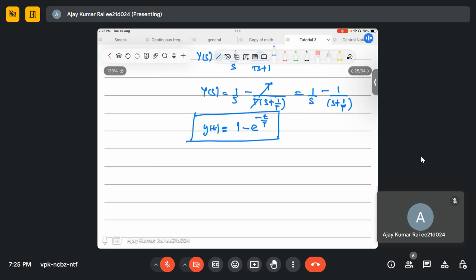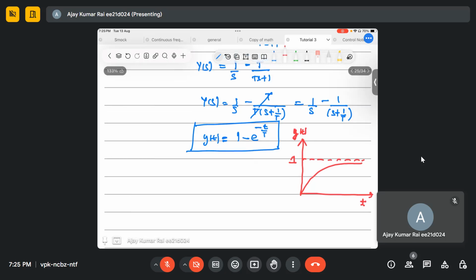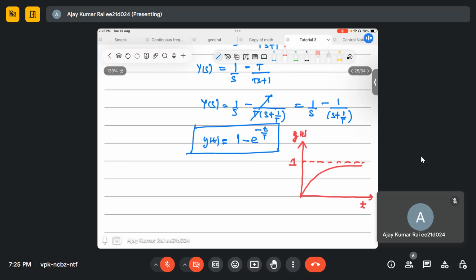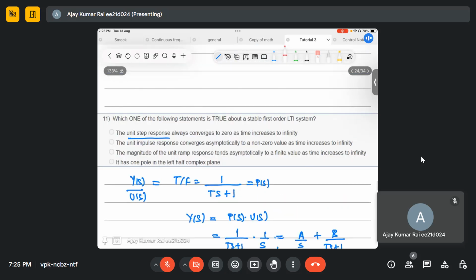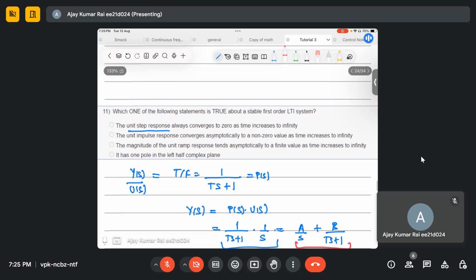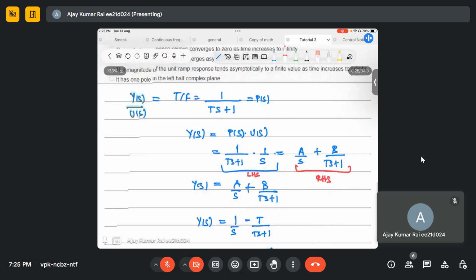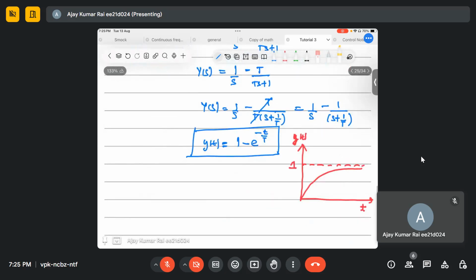So how will the final response look? Let me draw with the red pen. For unit step, this is 1. I'm plotting y(t) with respect to time, so your response will look like this. We have seen that already in the lecture. At t equal to infinity, it will go to the steady state value of 1. So the first statement says the unit step response always converges to 0 as time increases to infinity. This statement is wrong, right?